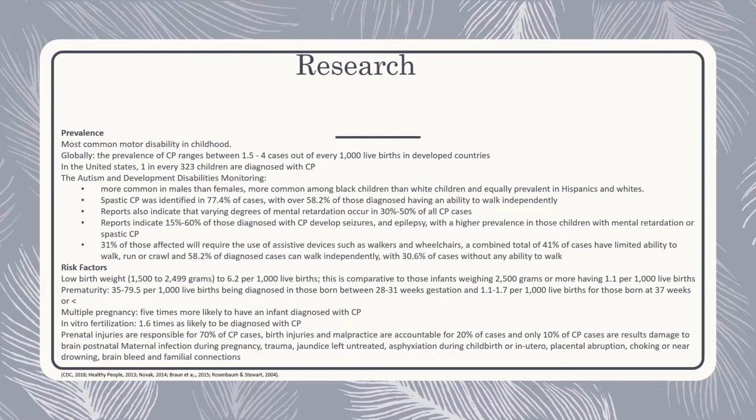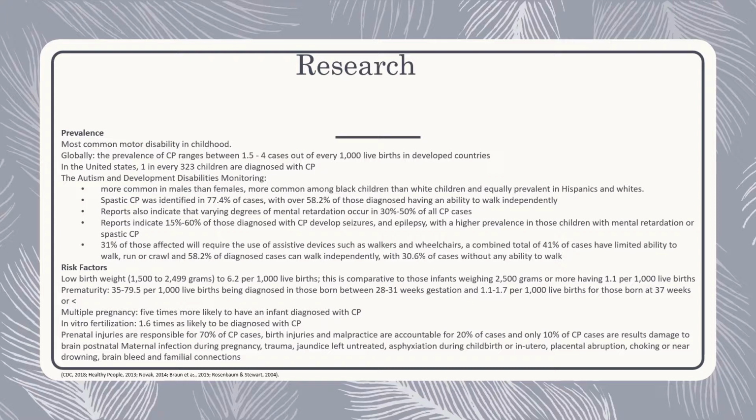And there are several contributing factors to cerebral palsy. The prevalence increases with low birth weight children. It increases to 6.2 per 1,000 live births, in comparison to those infants that weigh 2,500 grams or more, where it decreases to 1 per every 1,000 live births. Prematurity is a contributing factor, with 35 to 79 per every 1,000 live births diagnosed between 28 to 31 weeks of gestation, and between 1 to 1.7 per 1,000 live births for those born at 37 weeks gestation or later.